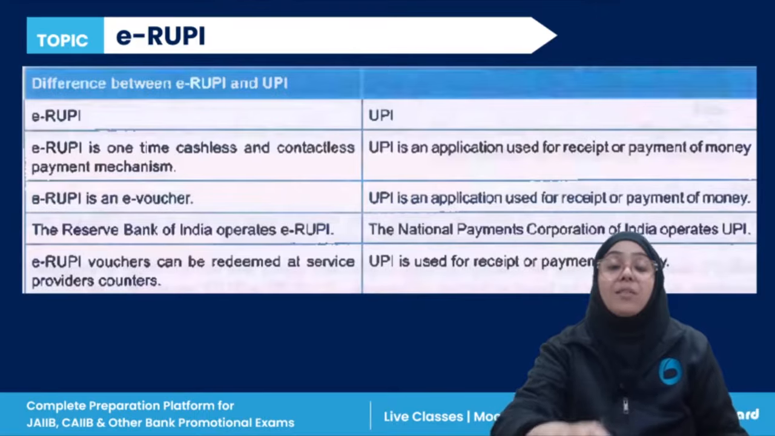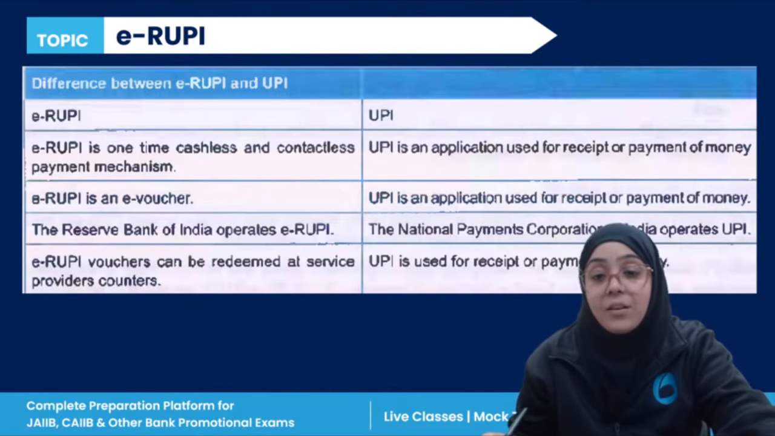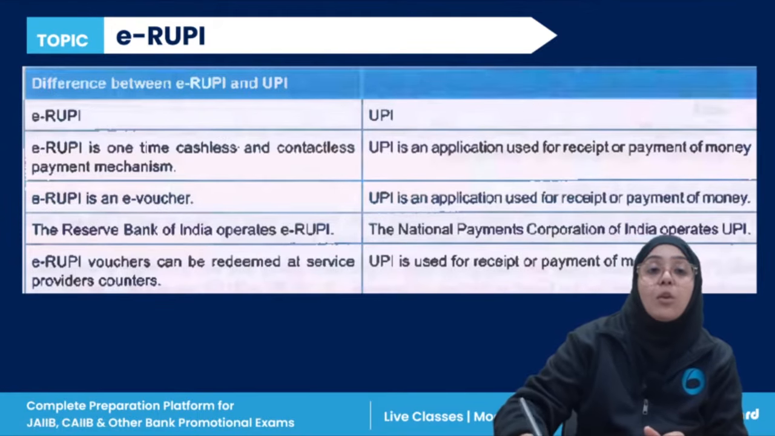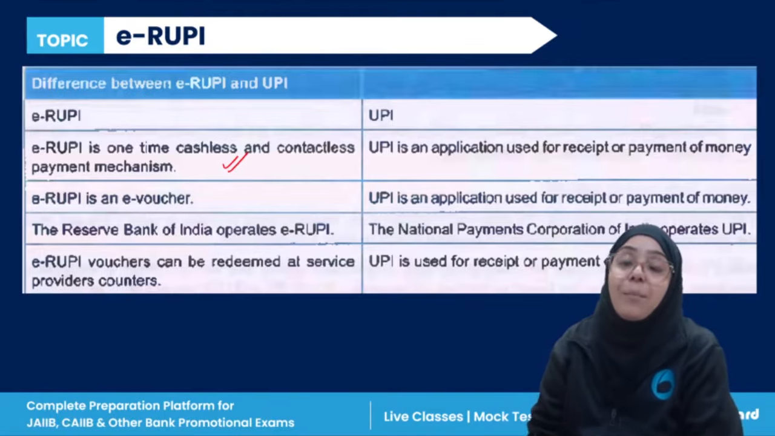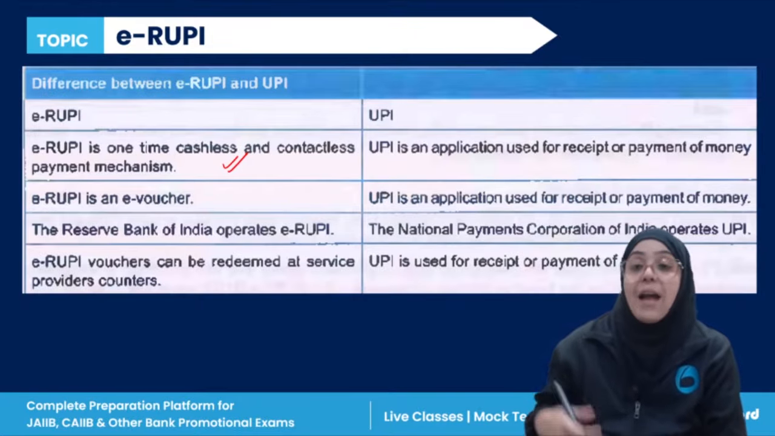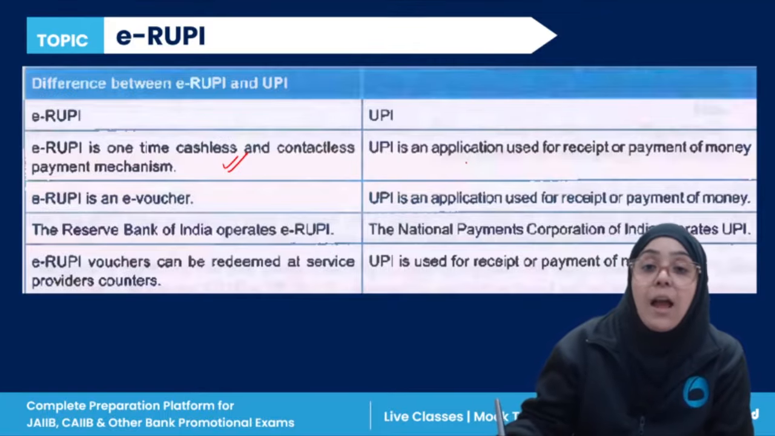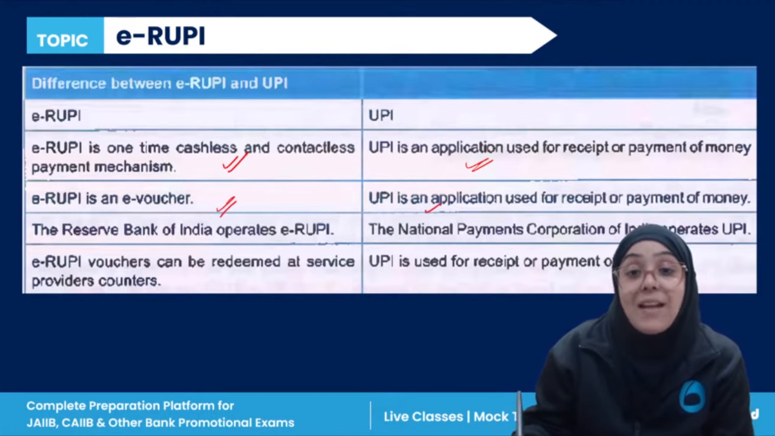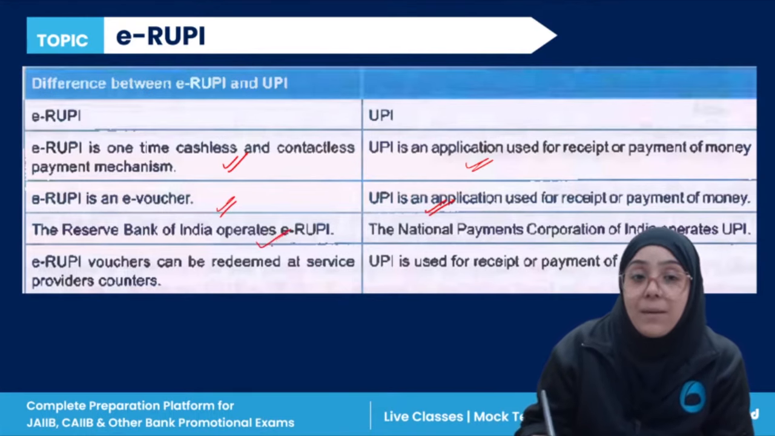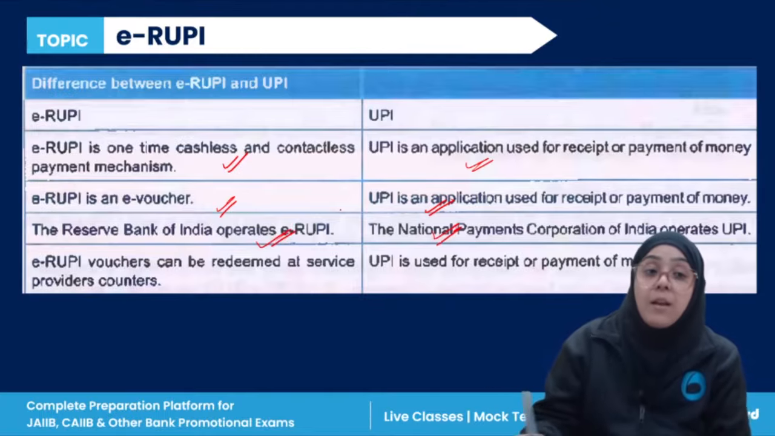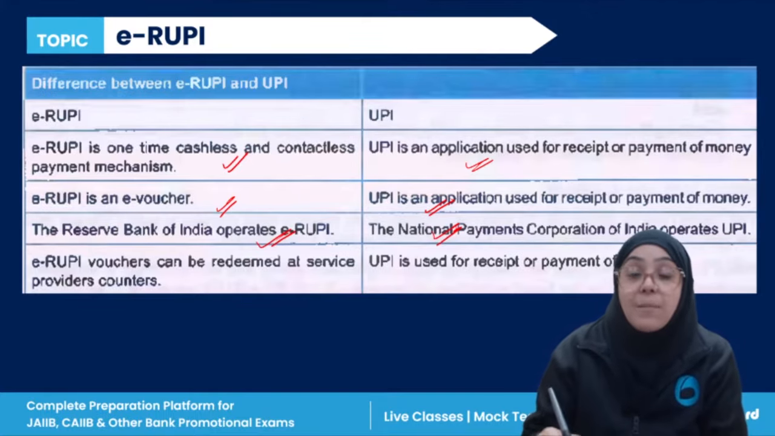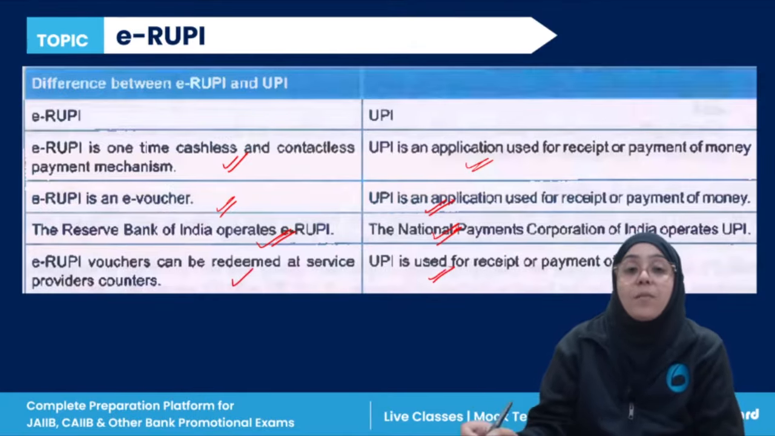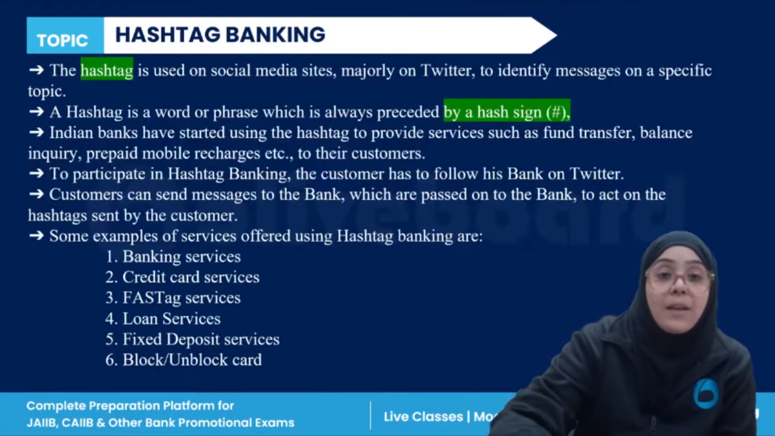Okay. Now, what is the difference between e-rupee and UPI? Obviously, there is a difference. E-rupee is one type of cashless contactless payment mechanism, whereas UPI is actually an application for receiving payment of money. E-rupee is an e-voucher. UPI is an application. Reserve Bank of India operates e-rupee, NPCI operates UPI. An e-rupee voucher can be redeemed at the service provider counter, whereas UPI is used for receiving and making payments, right? So this is the e-rupee and UPI.